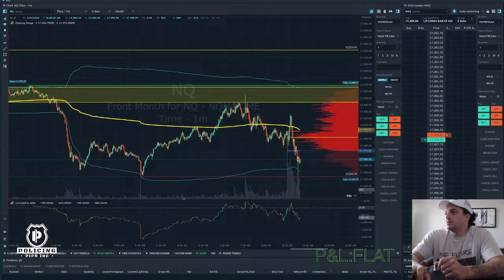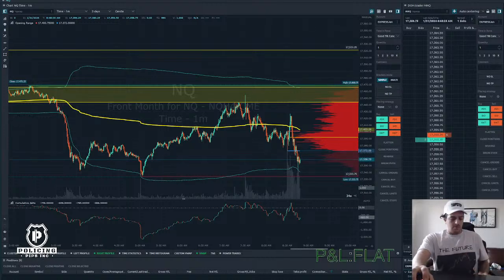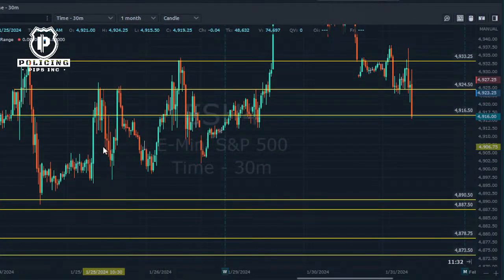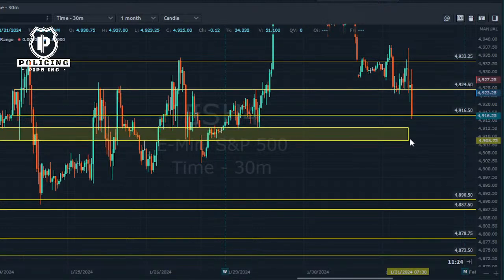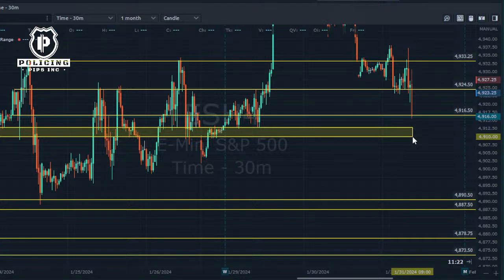So right now we are still pushing to the downside a bit. S&Ps still selling. We're at S&Ps over here. I'm actually gonna draw another zone up in this area here.